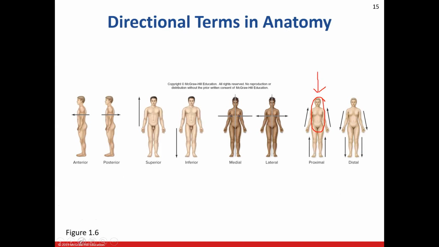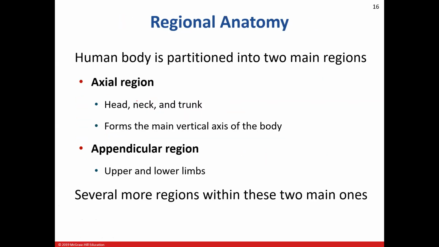The axial region is going to be the head, neck, and trunk. That includes your chest and your abdominopelvic region. Or another way to look at it: you have the appendicular region, which is made up of your limbs. Appendicular refers to appendages. So, you want an easy way to remember this?